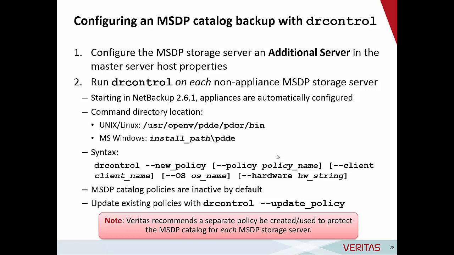And we're going to run it separately on each storage server, and we're going to have separate policies for each storage server. We're not going to try to combine multiple MSDP storage servers onto a single policy. That's because of the danger of variations in backup selections becoming an issue for us. Now note that all MSDP catalog backup policies, appliance or non-appliance, are inactive by default. I need to go through and activate them. And of course I also need to go into the schedules for this policy and determine when they're going to run and what retention period I want.